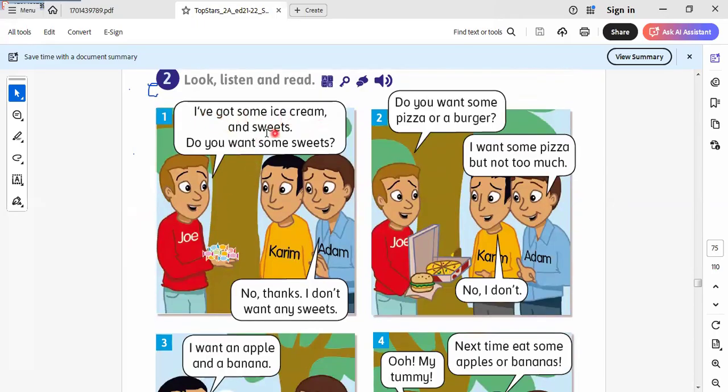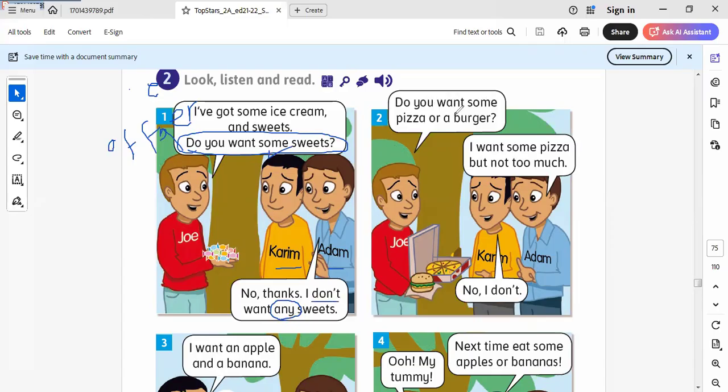I have got some ice cream and sweets. Do you want some sweets? So here we use this called what? This called offer. Okay, this is an offer. So here we make an offer to their friends Karim and Adam, saying, do you want some sweets? So the answer would be no, thanks, I don't want any sweets. So here any is used with what? With the negative form like this. Okay, you must know this.